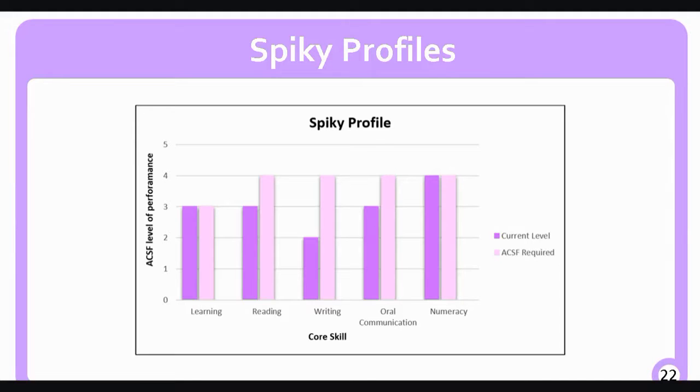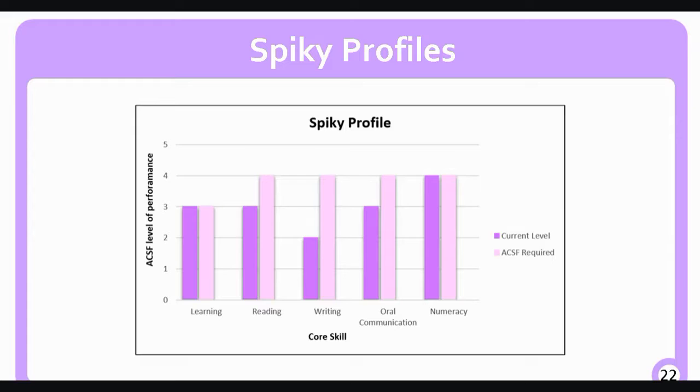So even is good. But what's not so good is the reading score. You'll see that Juan also registers a current level of 3, an ACSF level of performance of 3 for reading. But unfortunately for Juan, he needs 4 in order to be able to undertake this course successfully. You'll also see there's a deficiency in writing. Juan scores 2, but 4 is the requirement for the training. So he's well short here in terms of his writing capacity. Oral communication, 3 versus 4, not good for Juan. Numeracy, a better result. Juan's pretty good with numbers. Good on you, Juan, that's the way to do it. He's got a score of 4, and the training requires 4 as well. So he's in good shape there.